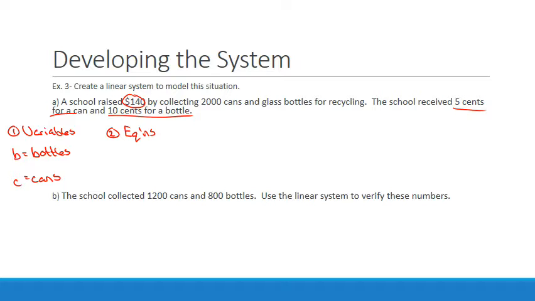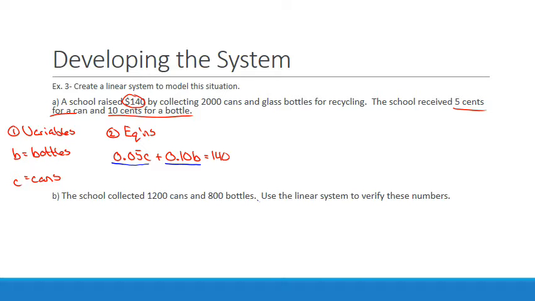So your numbers do tie together. I'm using my money numbers together, my $140 and then the cents. So for a can, 5 cents per can, so 0.05 per can, plus my 10 cents for a bottle. When I add all those individual monies up, I'd get my $140. So I take the money I got for recycling my cans, which would be 5 cents times the number of cans, and then 10 cents times the number of bottles.